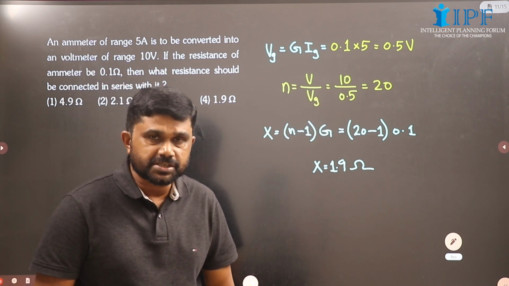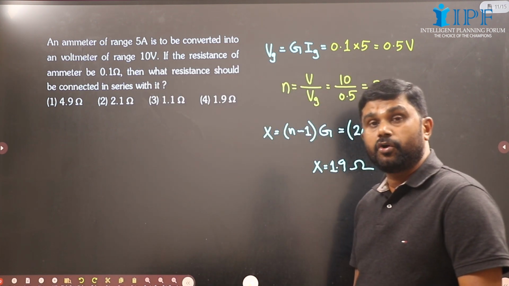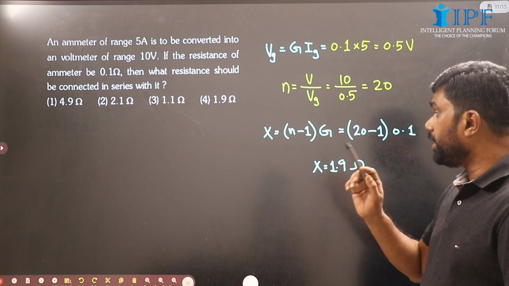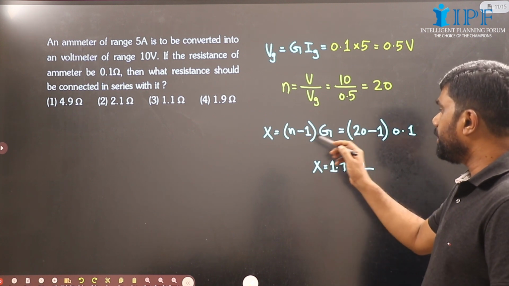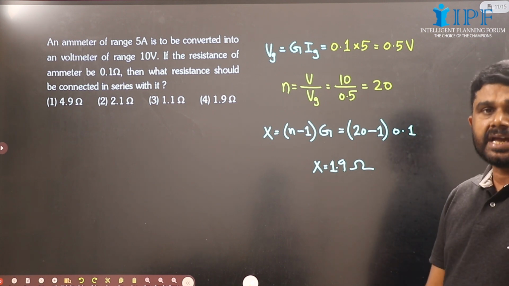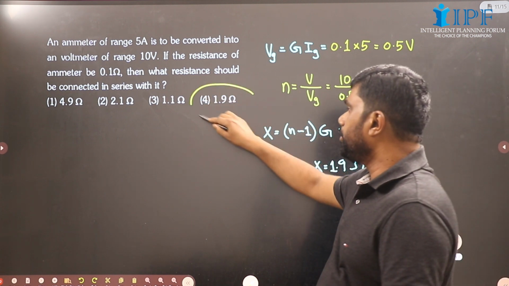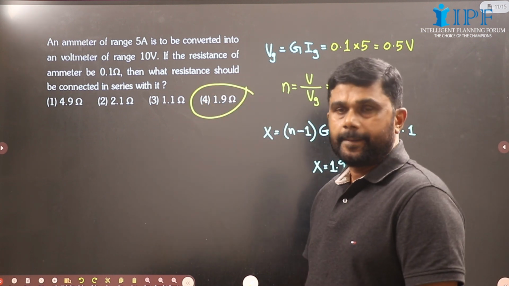So the high resistance called multiplier that is to be connected in series with the galvanometer so as to convert it into a voltmeter, that is N minus 1 into G. N we have got 20 minus 1, that is 19 into galvanometer resistance is 0.1, so it will be 1.9 ohm. Okay.